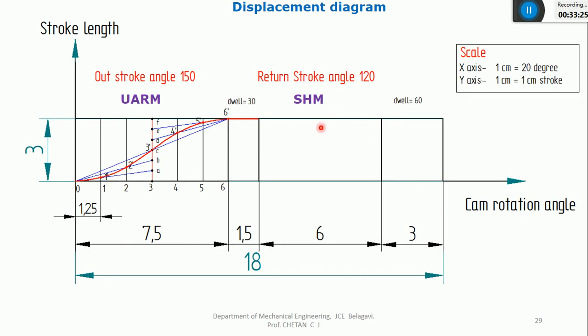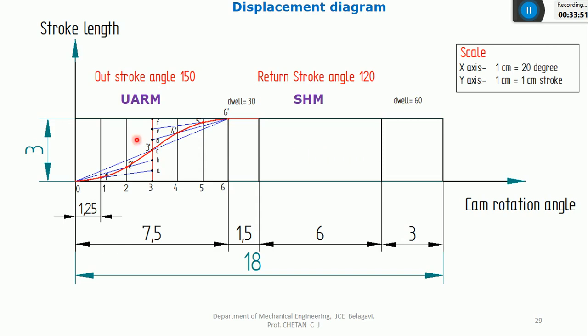After that, I'll consider this return stroke angle, that is 120 degree, and which is with a simple harmonic motion. I'll confirm this. Since it is a simple harmonic motion, what is the method that is used for this type of follower motion? It is a semicircle method. Correct? Semicircle method. Just try to remember, I have solved in the first problem also and the second problem also.